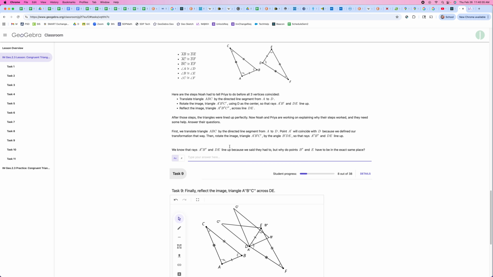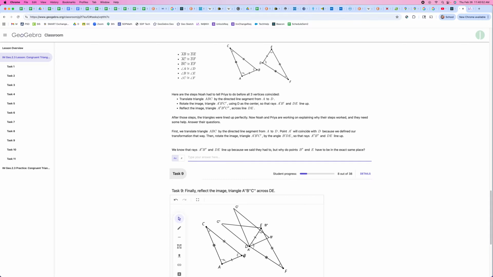Well, let's see here. AB, segment AB is congruent to segment DE, right? So AB, that's this piece here with the one tick mark, matches up with DE, that is one tick mark.